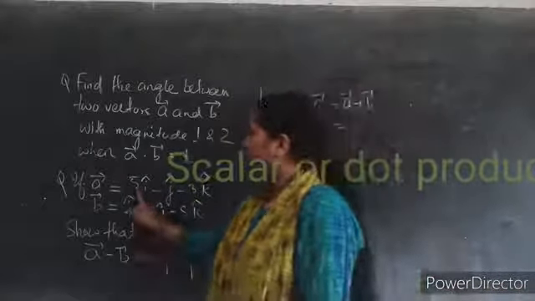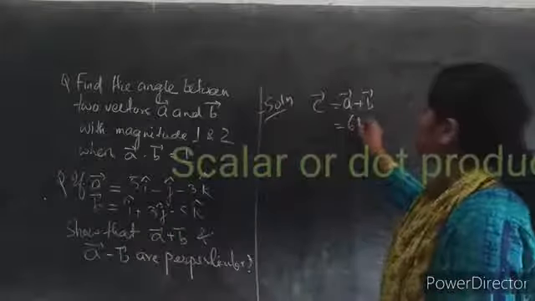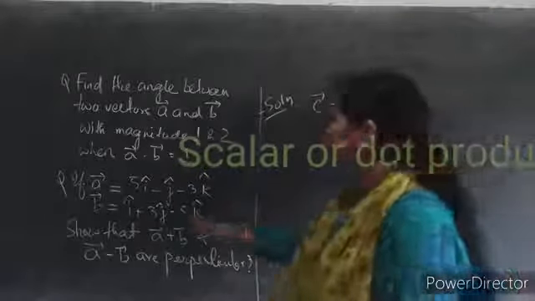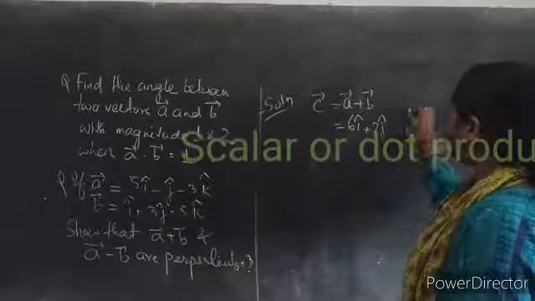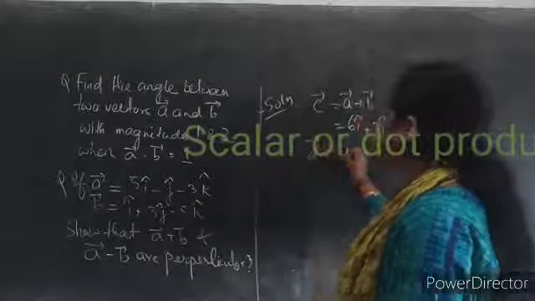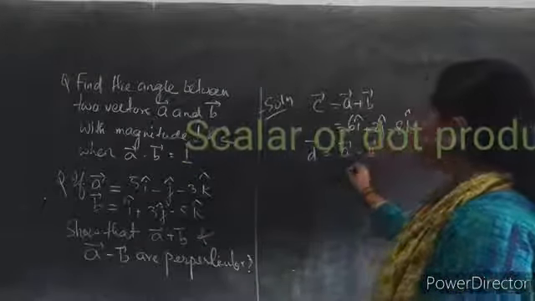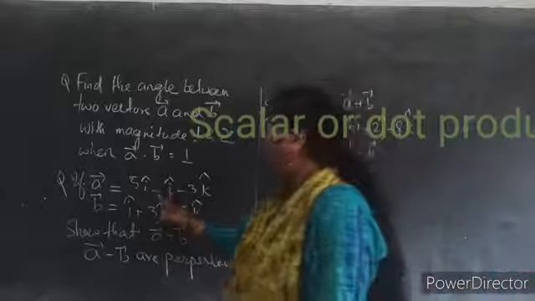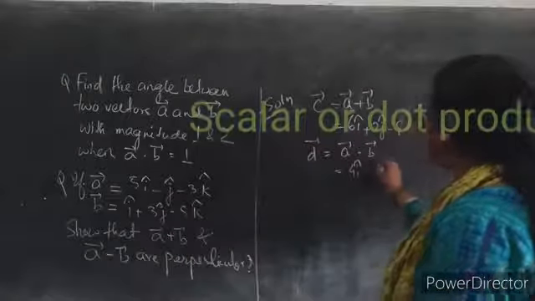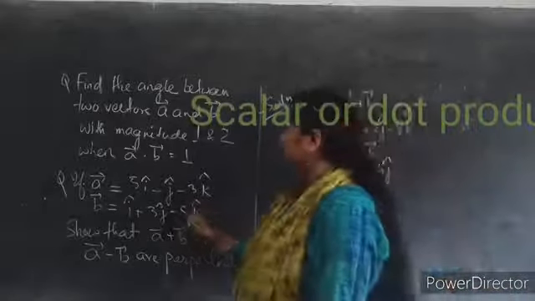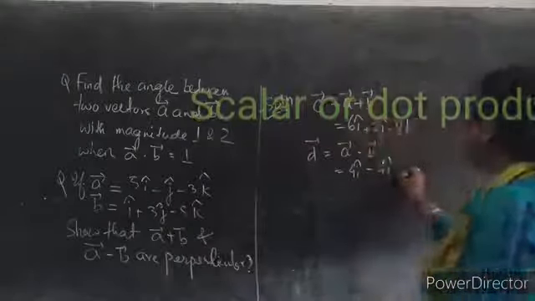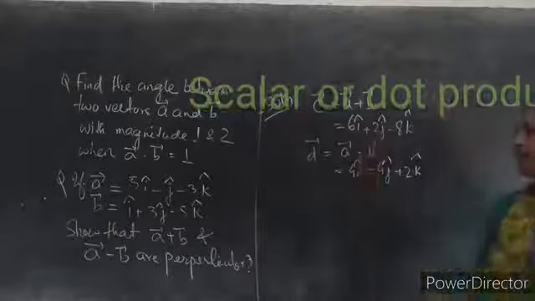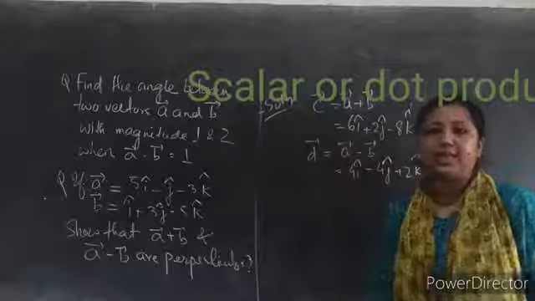So for A plus B we have to sum. Since your i cap coefficient here is 5 and here it is 1, you will add it, so we will get 6 i cap. Then we will get plus 2 j cap, then minus 8 k cap. Suppose I name D vector, which is A minus B. So here A minus B is 4 i cap, then minus 4 j cap, then minus 3, minus of minus will be plus, so plus 2 k cap. So we are considering A plus B as vector C, and A minus B as vector D.